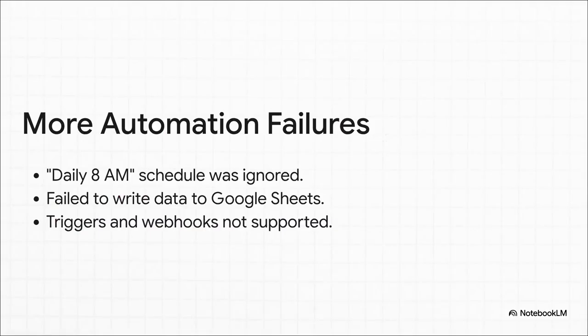And listen, this was not a one-off thing. We kept pushing it, and the same pattern just kept showing up. Opal really struggles with two of the most basic, fundamental pieces of automation: running tasks on a schedule and actually connecting to other services. It even failed to write data to Google Sheets, which is its own sibling in the Google family. That's a bad look.